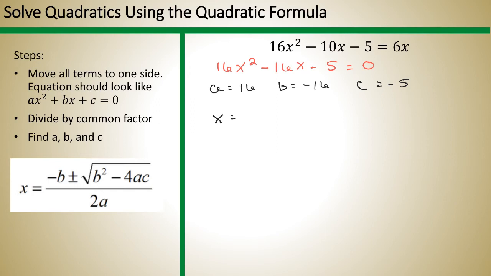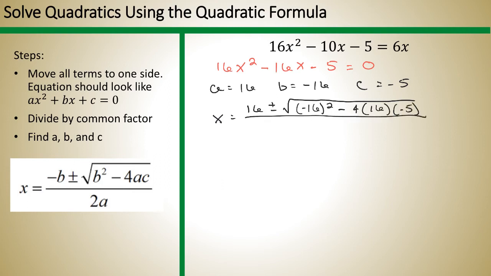So we're going to sub those things in. X is equal to the opposite of b, which is positive 16, plus or minus the square root of b squared minus 4 times a times c, and then all of that is over 2 times a. So again, we have these 3 pieces that we're breaking this thing down into.